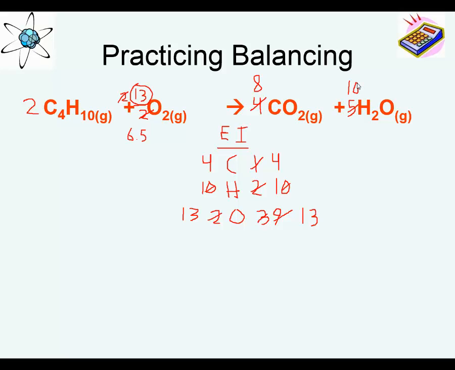Now, since I merely doubled all my coefficients, if I double check my element inventory, now I just have 8 carbons on both sides. I have 20 hydrogens on both sides. And I have 26 oxygens on both sides. So I have an element inventory that is balanced on both sides of my reaction equation in each case.